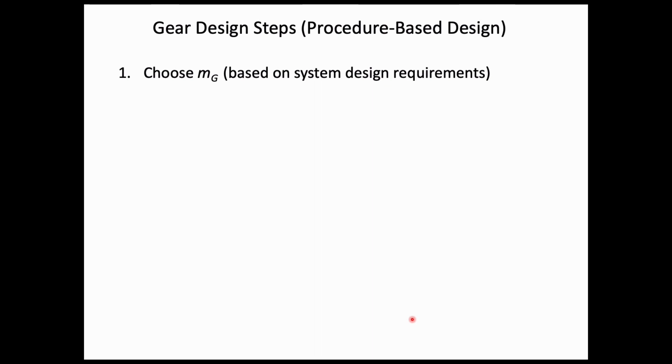First, choose the speed ratio based on system design requirements. If you're using a gear set in some system, you may have a very specific speed ratio that you would like to achieve, and that's a good starting point.